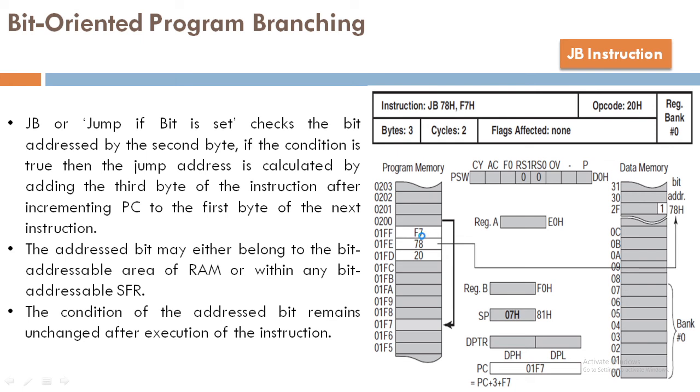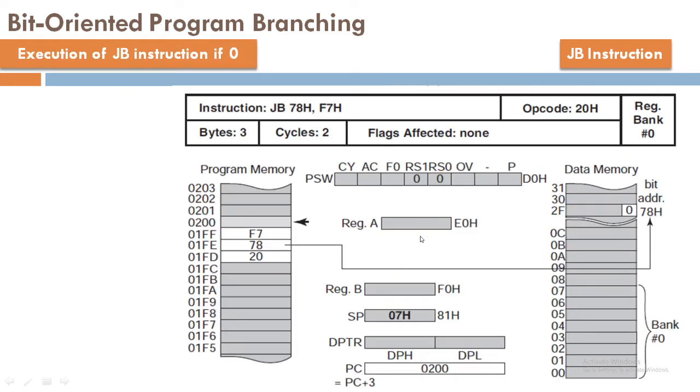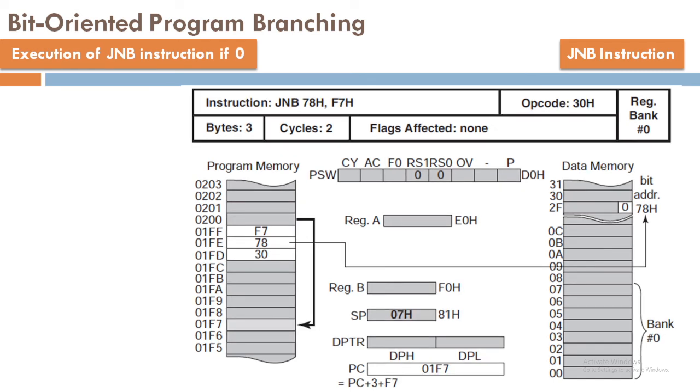Now what happens when this particular content is 0, so the condition fails? When this condition fails, it will not jump, rather it will go to the next step where we can find the next instruction.